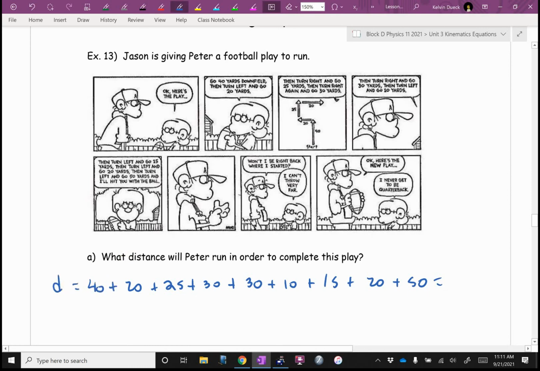Let's try that again. 40 plus 20 is 60, 85. 85 plus 115, 145, 155, 165, 170, 160. Is it 240? And the abbreviation for yards is Y.